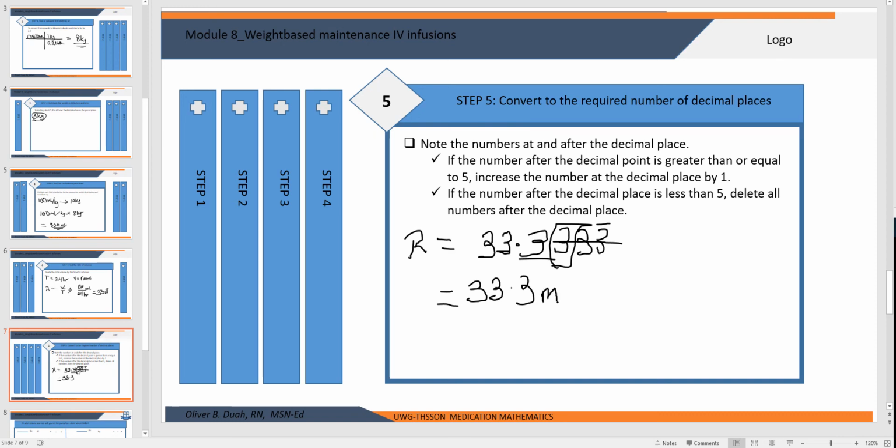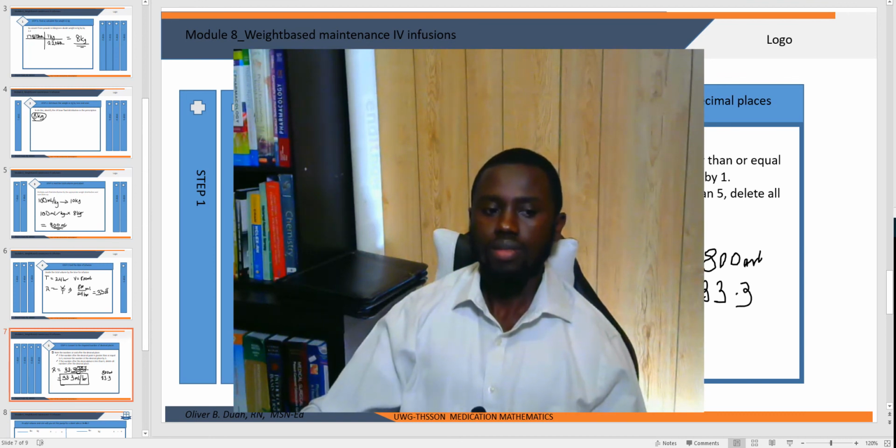0.3 ml per hour. Always don't forget to add your units. Okay, so 33.3 ml per hour is going to be our rate. And so when we program the pump, we are going to enter a volume of 800 mLs at a rate of 33.3. And that is the end of the solution.